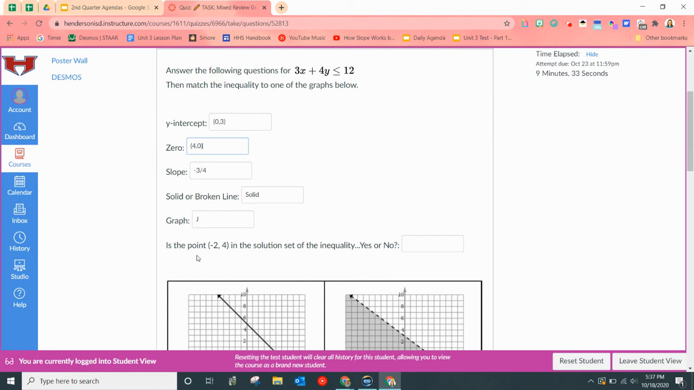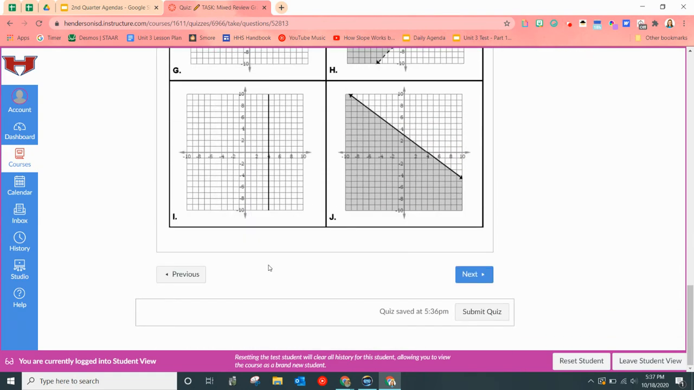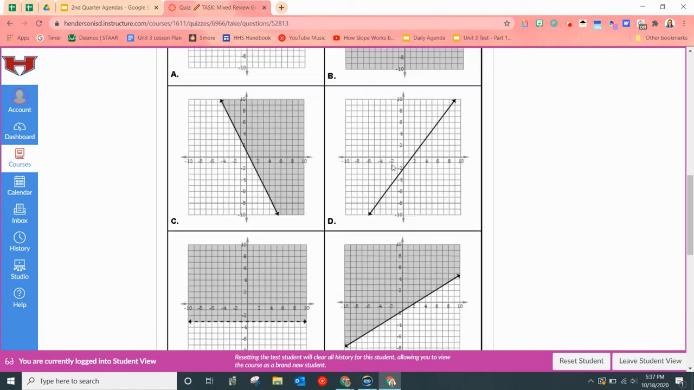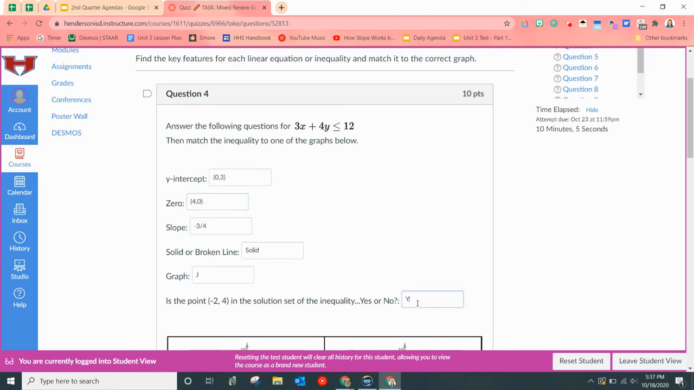So now the last thing it's asking me on this one is, is the point negative 2, 4 in the solution set? Yes or no? So let's go back down to our graph and look at it. It's J, negative 2, 4. So I'm going to find negative 2. So I go over negative 2, up 4, which is right there. So I'm going to look and say, well, is that in the solution set? Is where my little arrow is pointing right here, negative 2, 4, in the shaded area? Yes, it is. Then that means that our point is in the solution set.